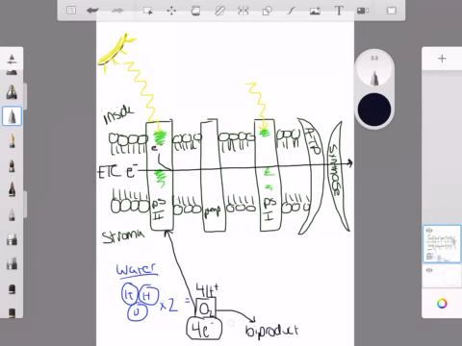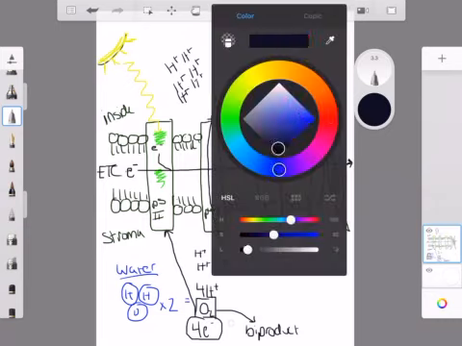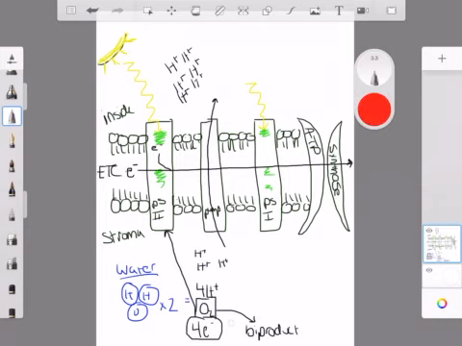That's a lot of words. Let's draw this out. On the outside, we have a few hydrogen ions, from that splitting of water. What they're going to do is they are going to travel from the stroma to the inside of the thylakoid. However, the inside has way more hydrogen ions. Way more. So it is moving against the concentration gradient. What kind of transport is this? Can you remember from our cells unit? This is active.